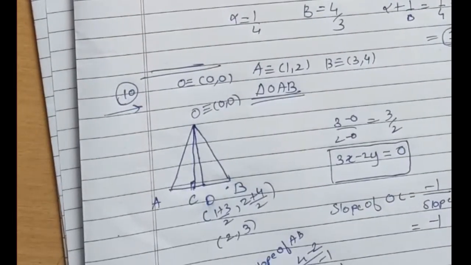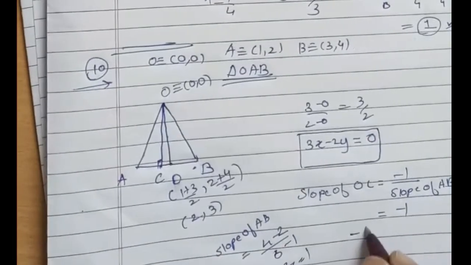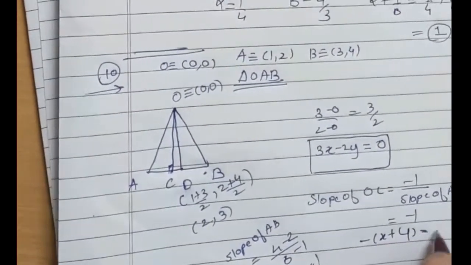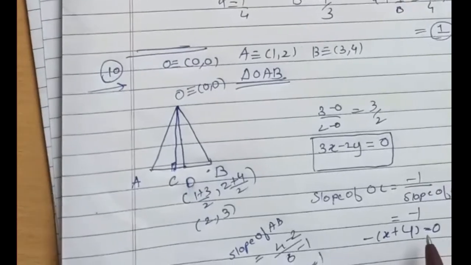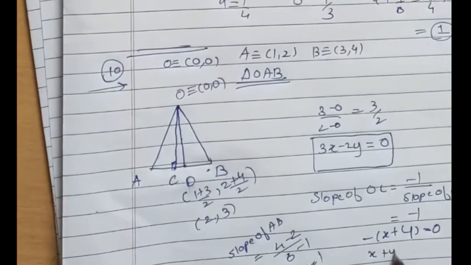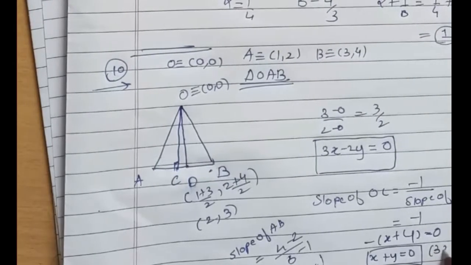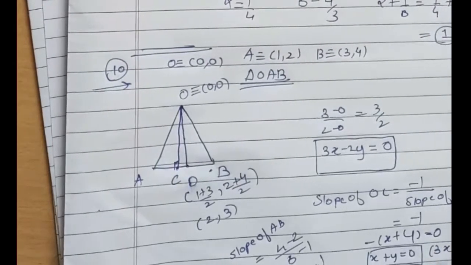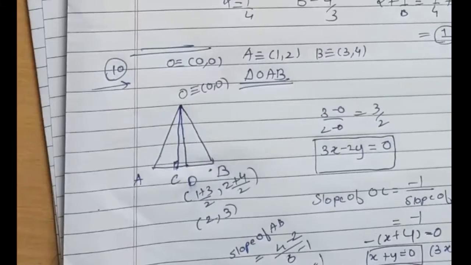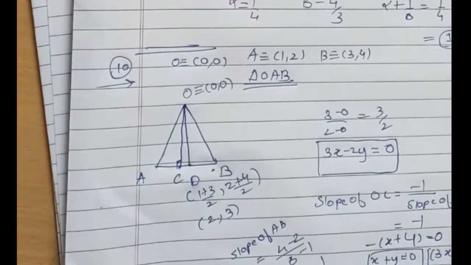So for the slope minus 1, we have the equation minus x plus y equal to 0. So minus x plus y equal to 0, that is x plus y equal to 0, is the first equation, and the second one is 3x minus 2y equal to 0. On taking the product of these two equations, we get our answer.